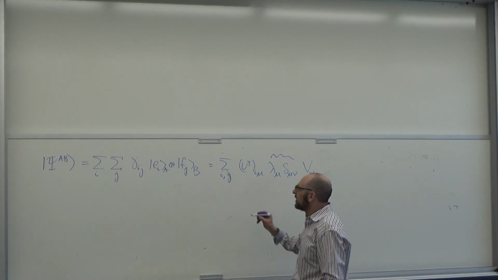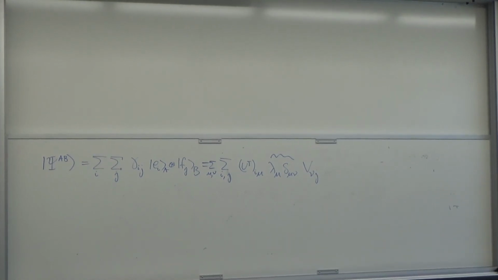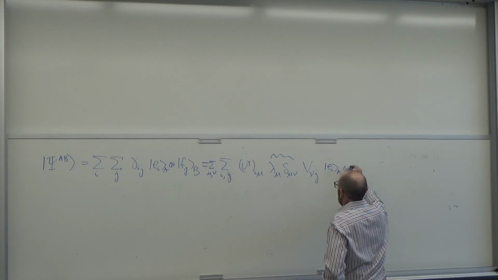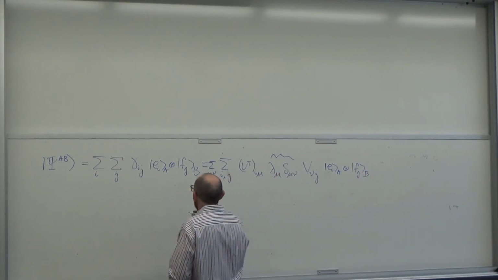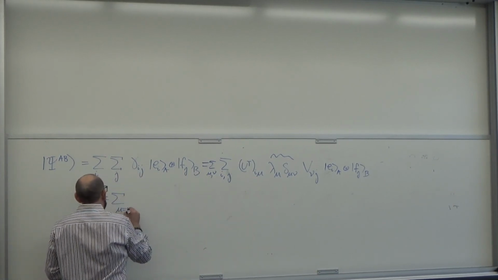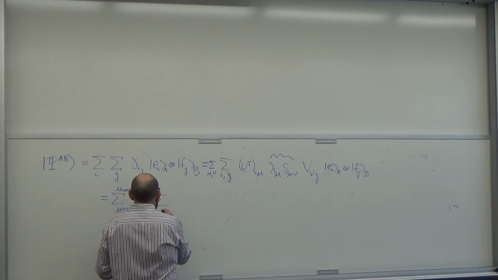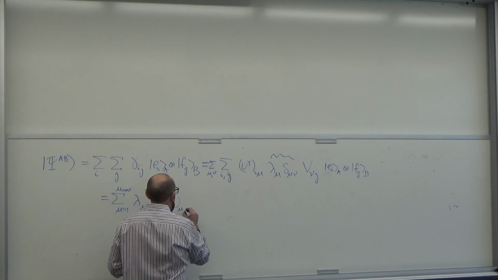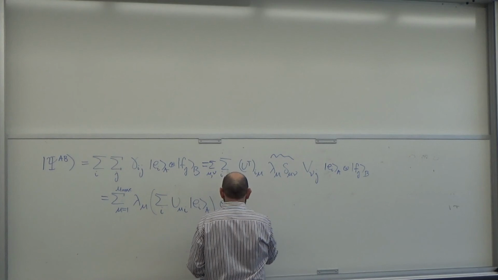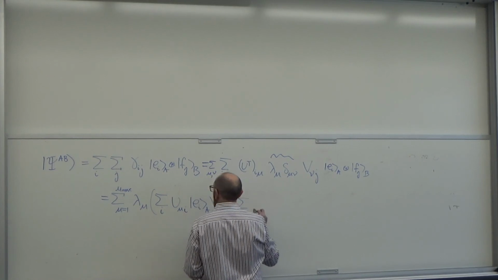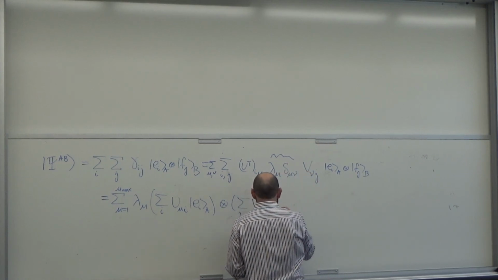And these are the matrix elements of this. Sum over mu, sum over nu. Okay? Times e_i tensor f_j. So, what does this equal? Well, now I only have to sum over one index, and I get lambda mu, sum over i, u mu i, that's the transpose, that's why I took the transpose in the first place, tensor sum over j, v mu j, because I've set mu equal to nu, f_j.